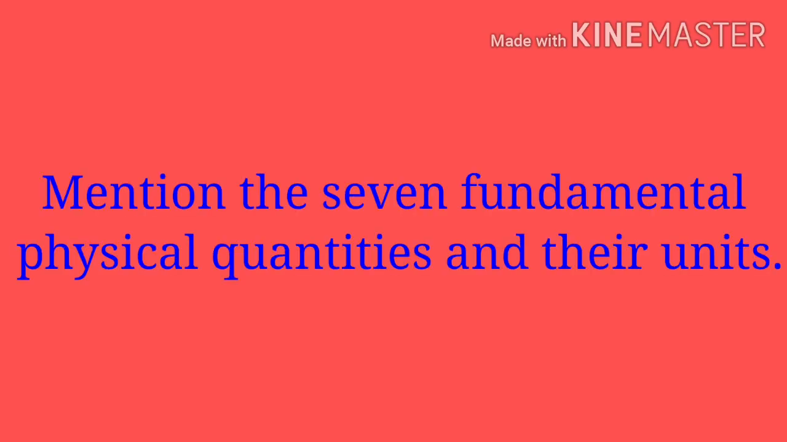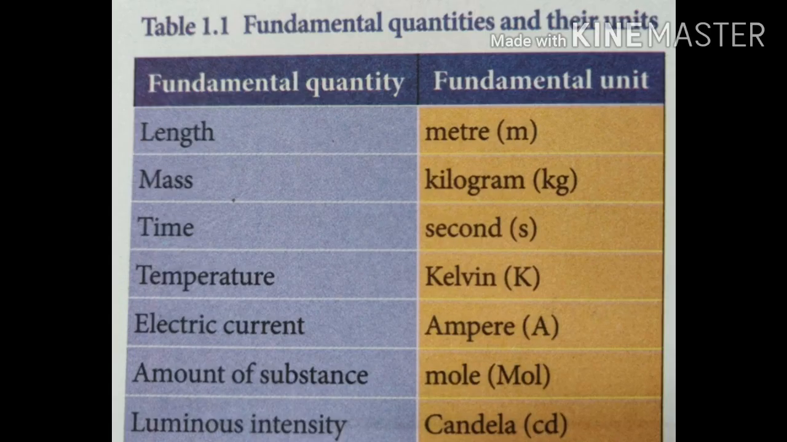Next one, mention the 7 fundamental physical quantities and their units. What are the 7 fundamental physical quantities? Length, mass, time, temperature, electric current, amount of substance, luminous intensity. What is the unit of length? Meter. Unit of mass? Kilogram. Unit of time? Seconds. Unit of temperature? Kelvin. Unit of electric current? Ampere. Amount of substance? Mole. Luminous intensity? Candela.